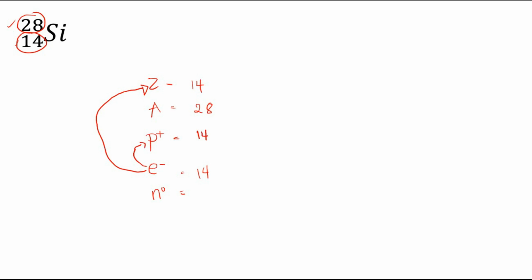And to solve for the number of neutrons, you use the formula neutrons is equal to mass number minus your P plus or protons. Your mass number is 28 and your number of protons is 14. Therefore, N0 or the number of neutrons is also 14.